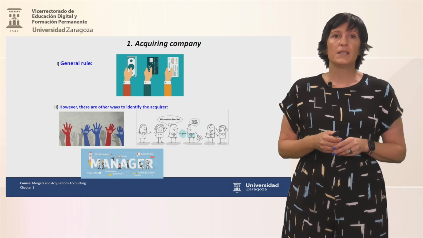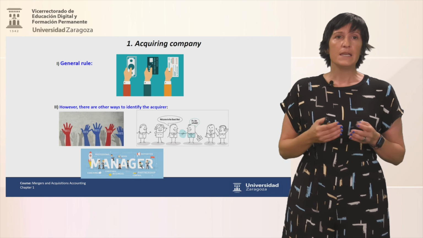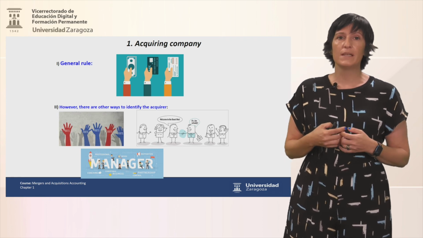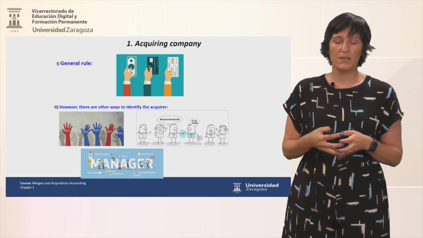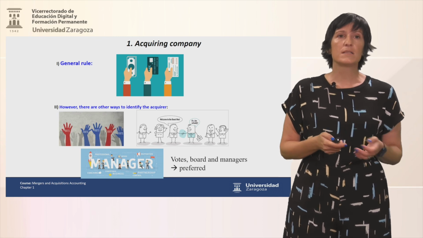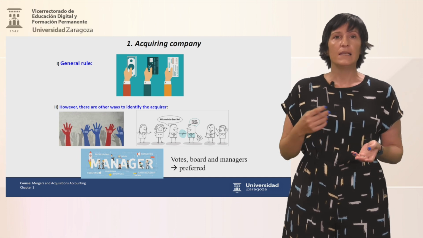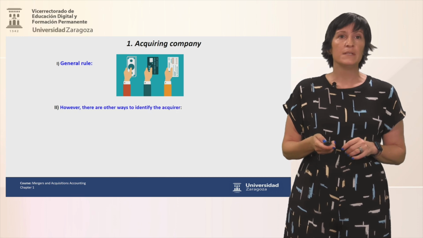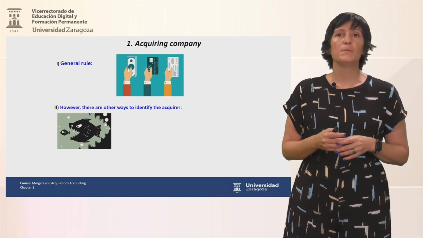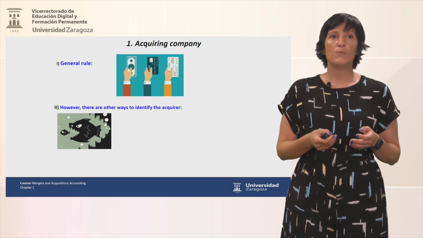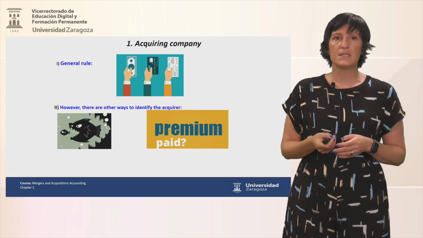If it's not possible to identify this within the governing board, we will look to the senior managers of the companies. In this case, because managers change more often, we will see who has appointed the majority of them, considering that they have been in the company for at least 2 years. These are the preferred modes to identify the acquiring company, starting with the votes, later the governing board, and finally the managers. But there are 2 additional ways to identify who is the acquiring company: who is the bigger one, because probably the bigger one will achieve more votes after the business combination, or who has paid a premium over the business that is being acquired.